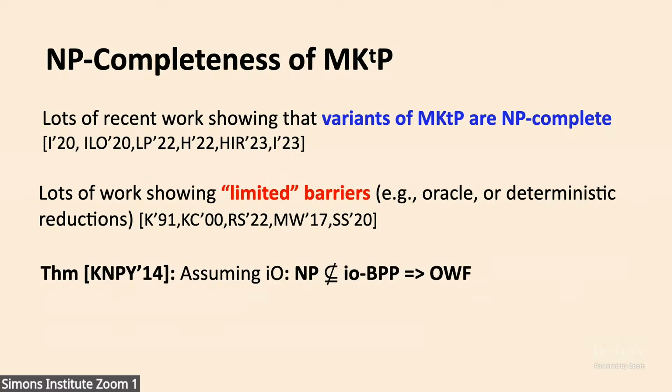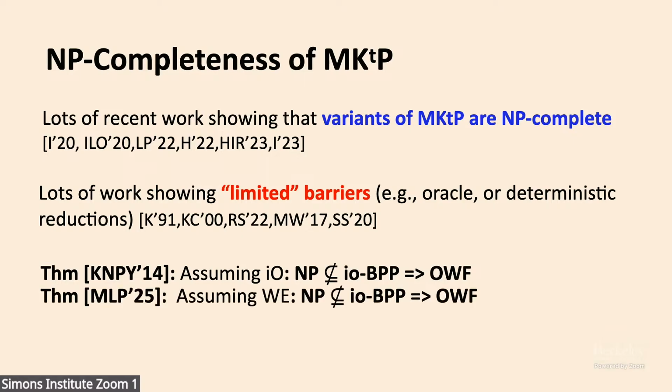Now, if we assume IO, it is NP complete in a non-black box way. And that goes back to all the results saying that if you have IO, if NP is worst case hard, then you have one-way functions. Okay? In fact, now using what we saw earlier, you can even prove a stronger result than that, which is that if witness encryption exists, worst case hardness implies one-way functions.